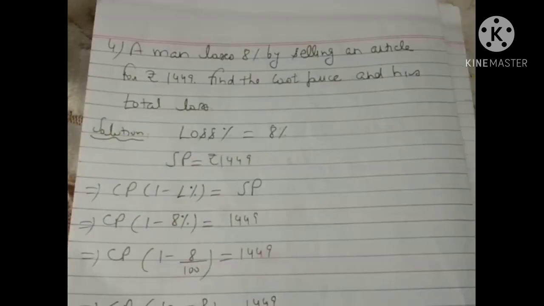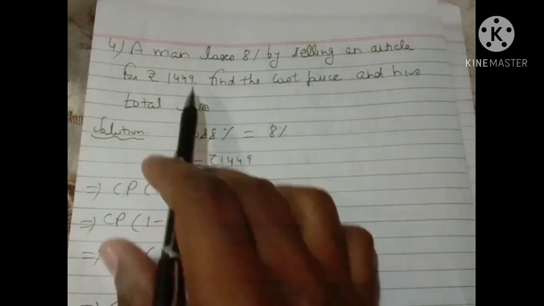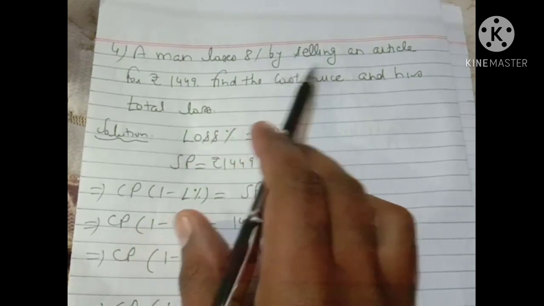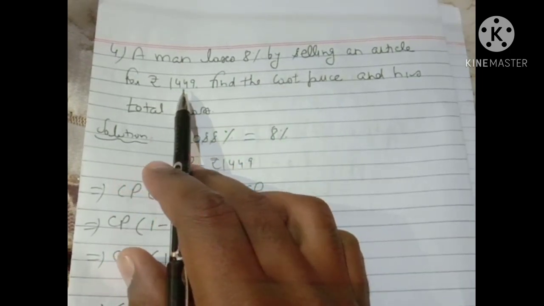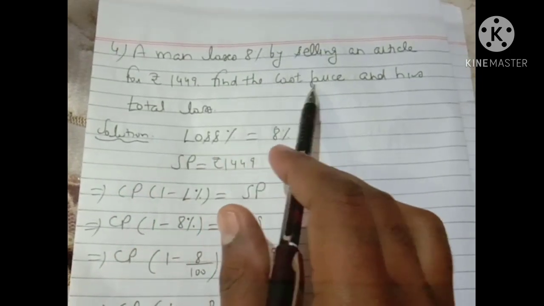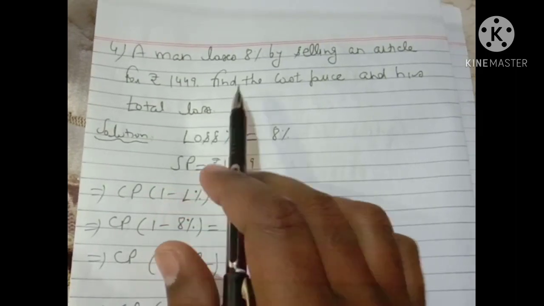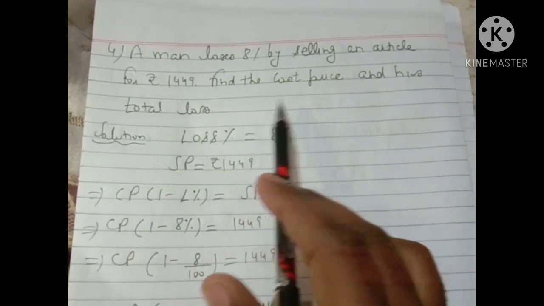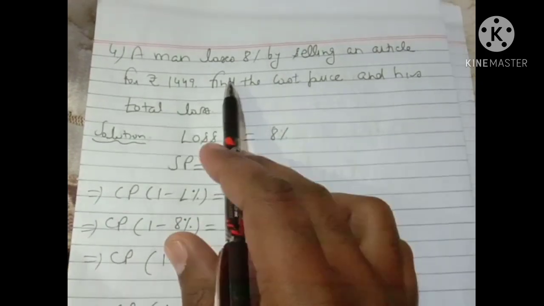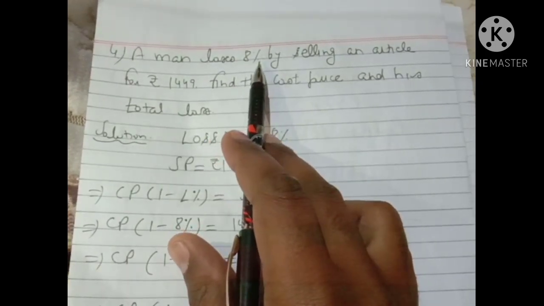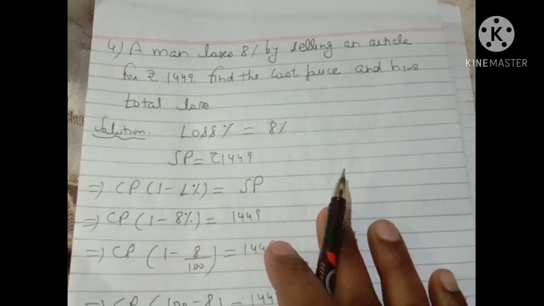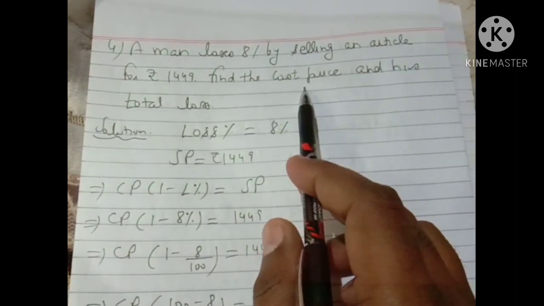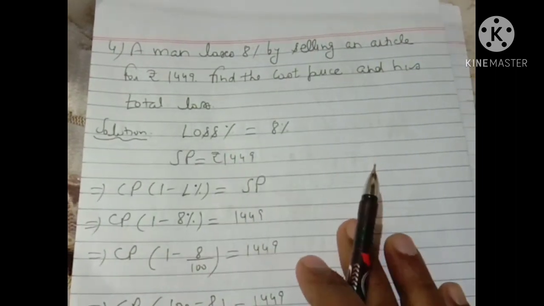Okay, now see the next sum, the fourth sum. In this case a man loses 8% by selling an article for rupees 1449. Find the cost price and his total loss. So this is also a very simple sum, because in this sum we have to find out the cost price, but this time the loss percentage is given, that is 8%. And again we have to rearrange the formula, because this time we have to find out the cost price, and here we have to apply the second formula.